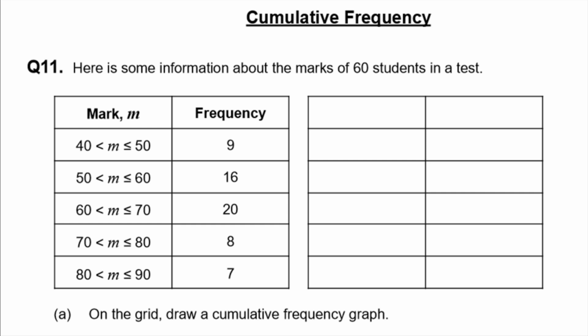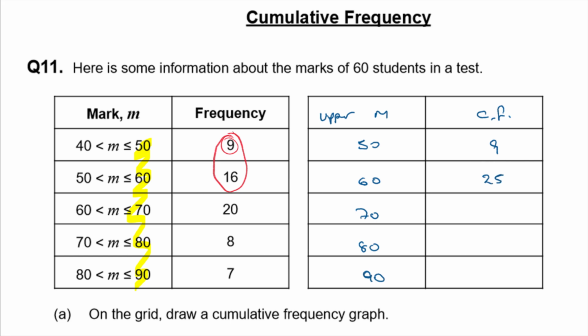Here is some information about the marks of 60 students in the test. So for cumulative frequency, we need the upper class value for each, the upper bound, and we need to have the cumulative frequency here. So the upper bound of each of these is going to be 50, 60, 70, 80, and 90. The first cumulative frequency is just 9. Second cumulative frequency is 9 and 16. 9 plus 16 is 25.